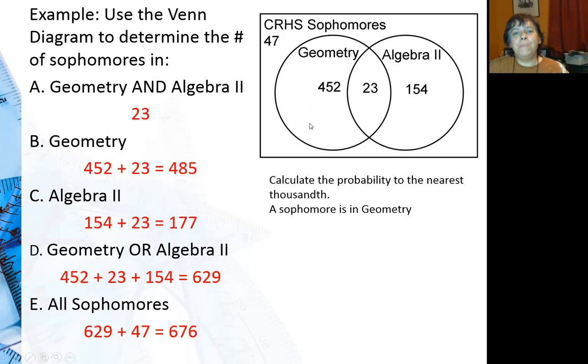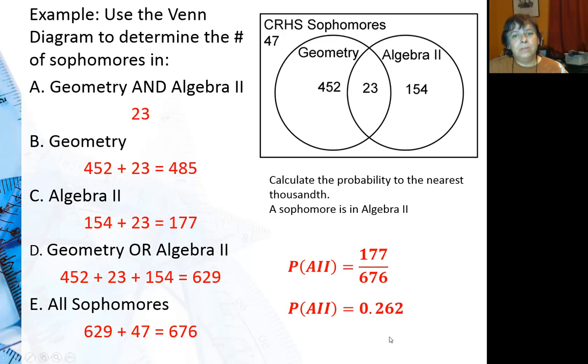And so now I'm going to use this to calculate the probability, to the nearest thousandth, that a sophomore is in geometry. Well, I need to use the combined number, 485, over the total, which is 676. Rounding to the nearest thousandth, I get 717 thousandths, or 0.717. Now I'm going to use this to calculate for algebra 2. For algebra 2, I have 177 over 676, or 262 thousandths, or 0.262.